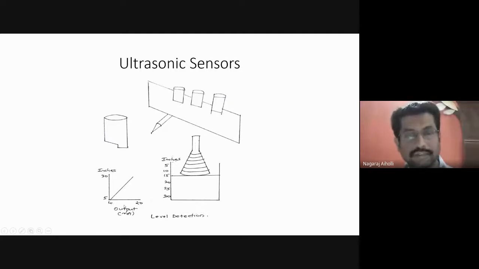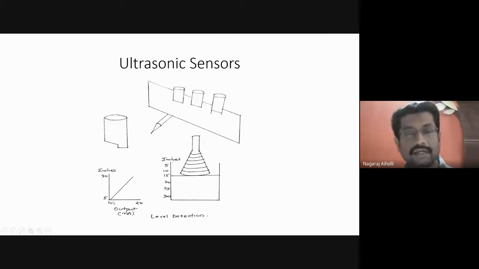Here the output is between 4 to 20 milliampere, and the height mentioned here is from 5 to 30 inches. Suppose it is at 15 inches, then it is in the middle portion of this graph, because 5, 10, 15, approximately nearing half the distance. So it is nearing the half portion on this linear graph.